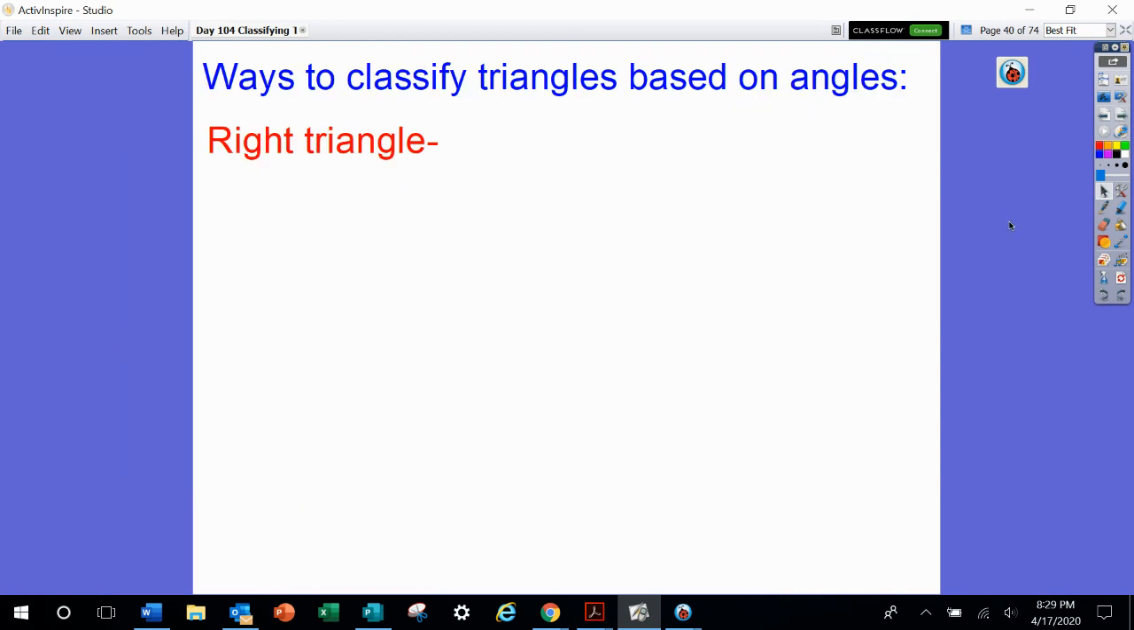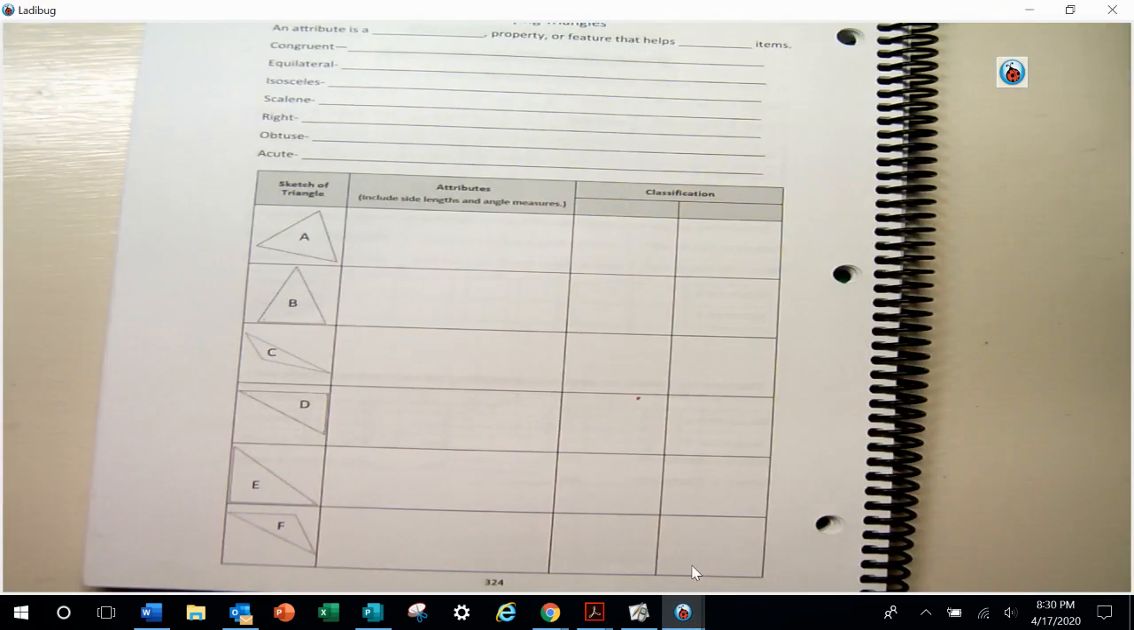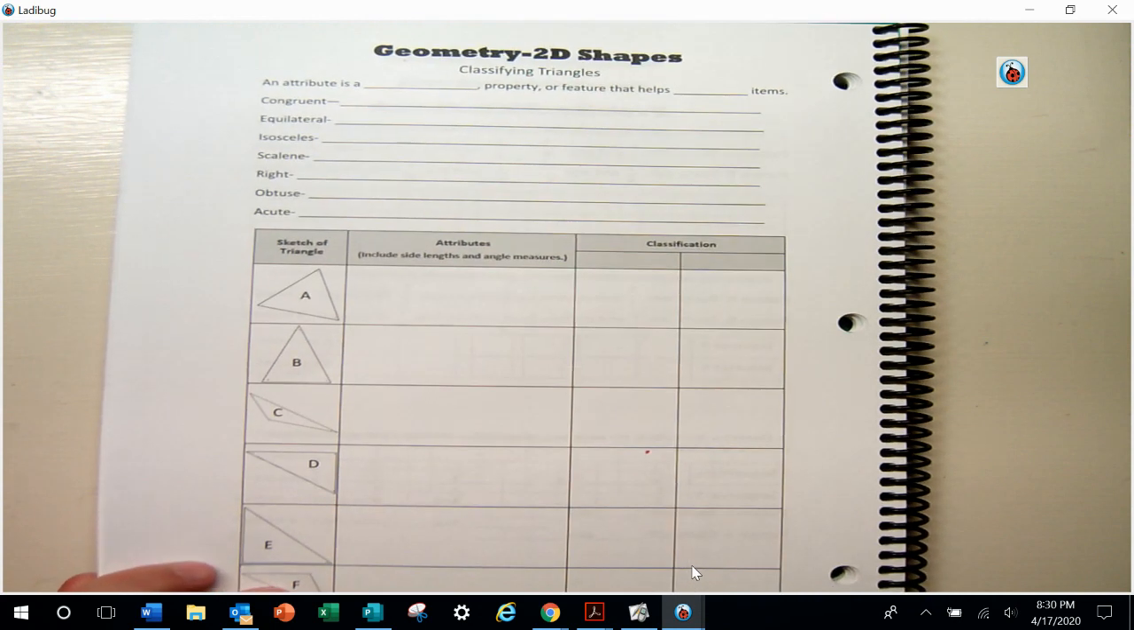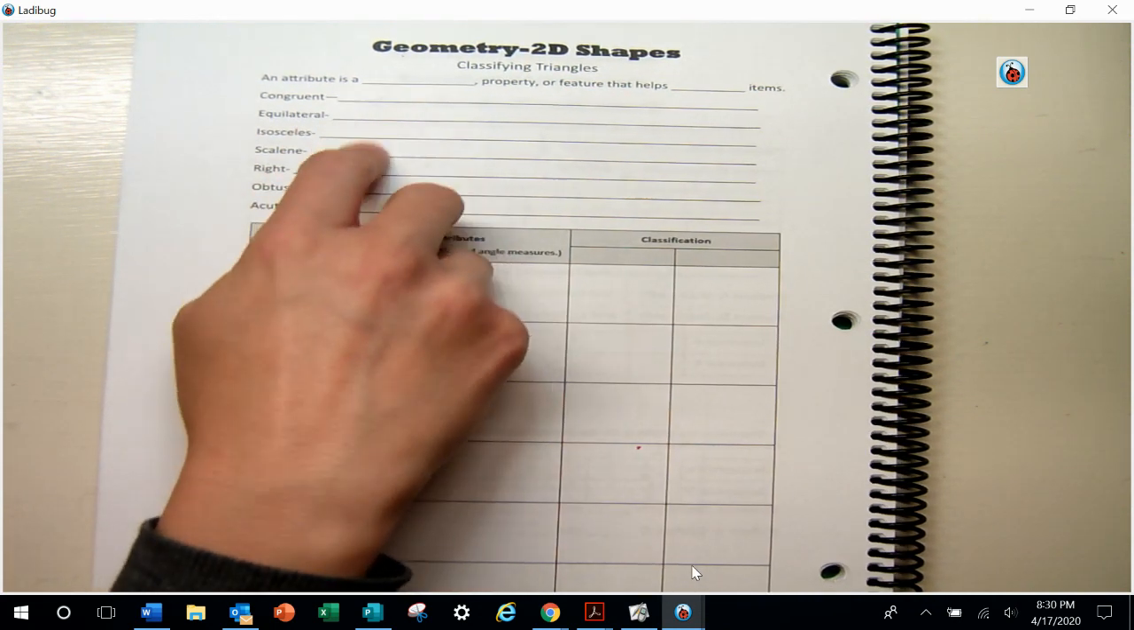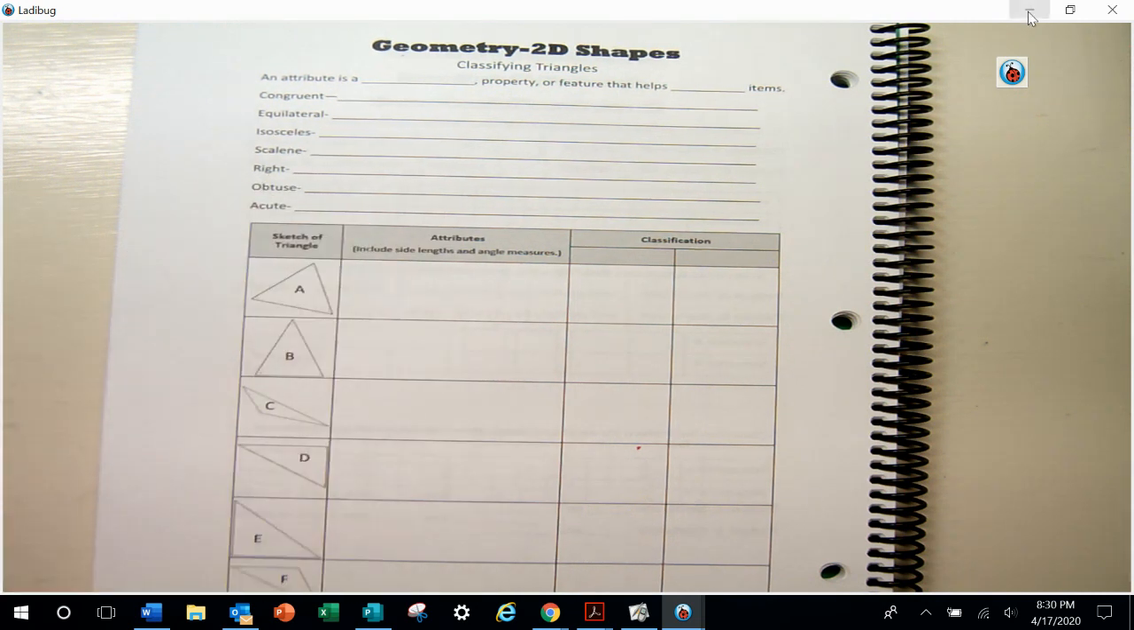Okay, so let's talk about some of the ways that we can classify triangles based on their angles. The first way, and again, this is in your notes, guys, on that front notes page where we have all the things that we need to write down and the little pictures of each triangle there. So go back to this page, okay? And we're filling in right here. So you should have the rest of this all filled out and you're filling in right here, okay?